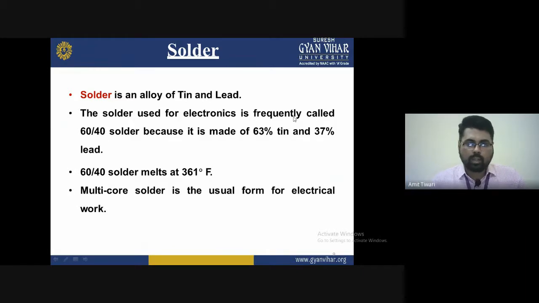So all these are helpful to understand the complete procedure of soldering. So solder, we can say, is an alloy of tin and lead, the mixture of tin and lead. And what percentage? 63% of tin and 37% of lead.